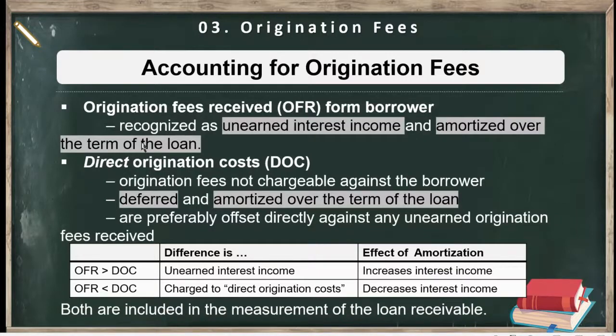However, even if they are different accounts or different items, both are still included in the measurement of the loan receivable. Meaning, they are included in computing the initial measurement. Again, they can be offset against each other. So the origination fees received can be deducted from the direct origination costs incurred.